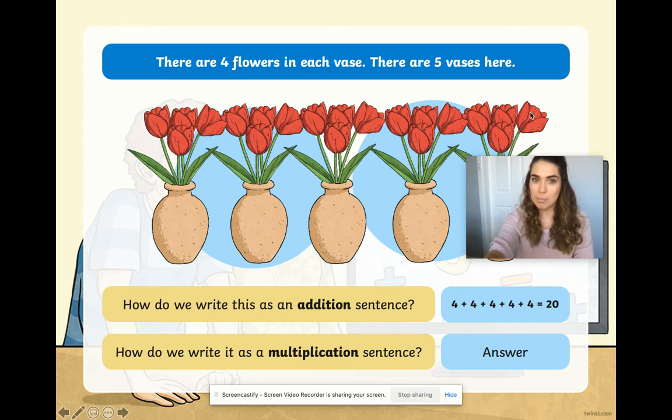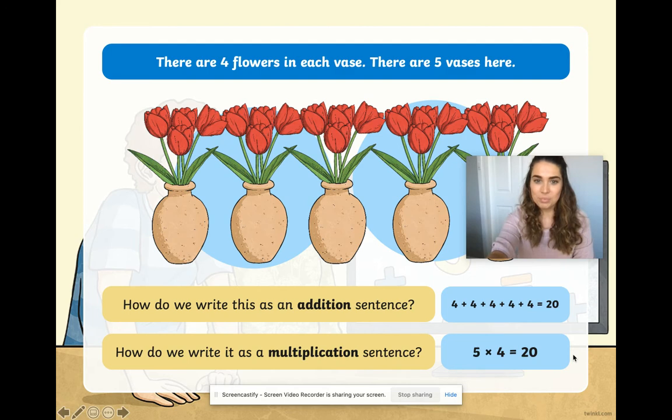Or I could count by twos by clustering together. So I can see there's 2 here, 2, 4, 6, count with me, 8, 10, 12, 14, 16, 18, 20. Did I get the right answer?